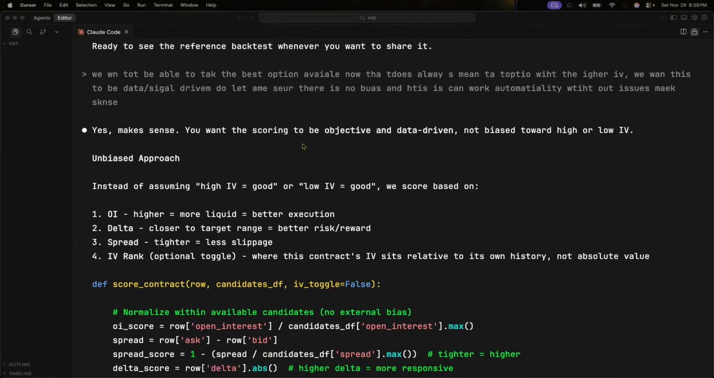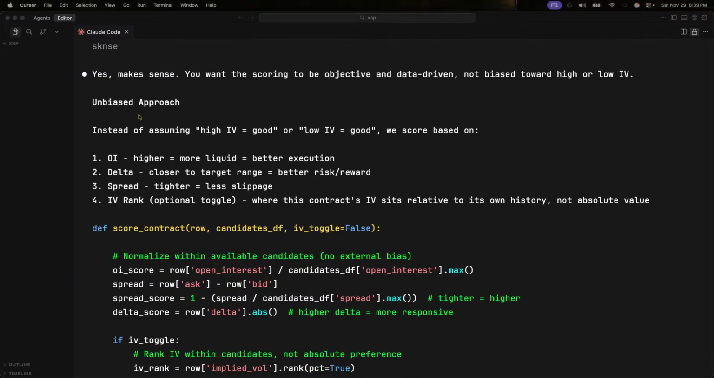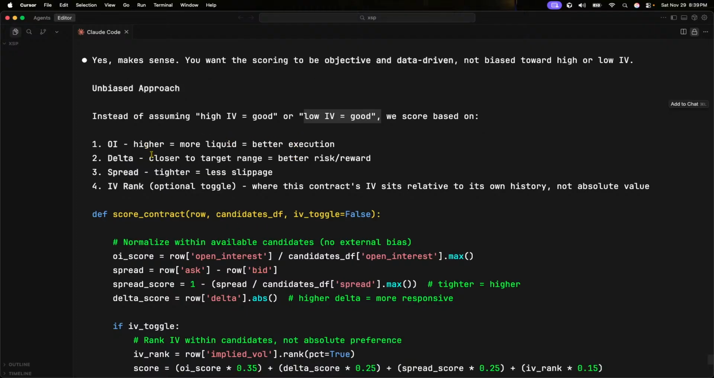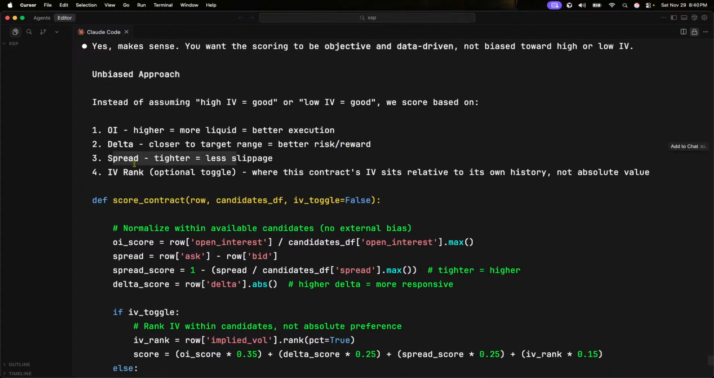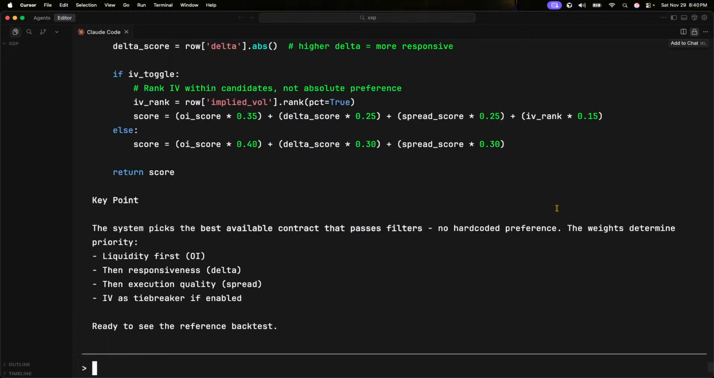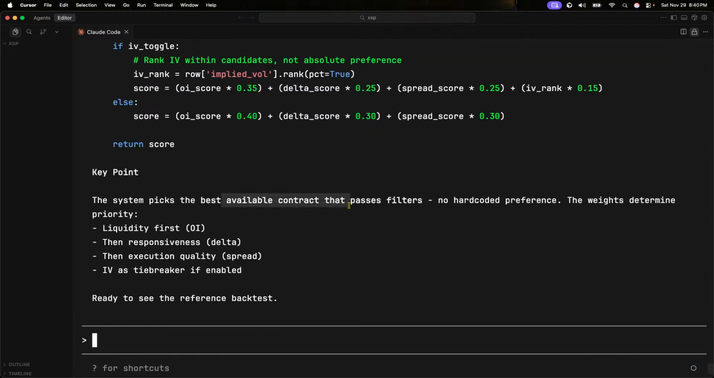All right, yes, makes sense. You want a scoring system to be objective and data driven, not biased towards high or low IV. Instead of assuming high IV is good and low IV is bad, we'll score based on the open interest: more liquid equals better execution. The delta: better risk reward. The spread: tighter is better. IV rank: optional toggle where the IV sits relative to its own history, but not absolute. The system picks the best option that passes the filter. No hard coded preferences. The weighting determines liquidity.